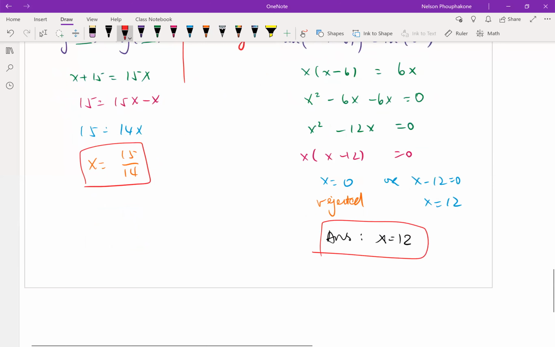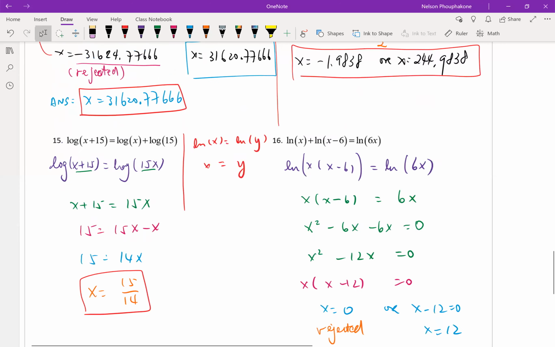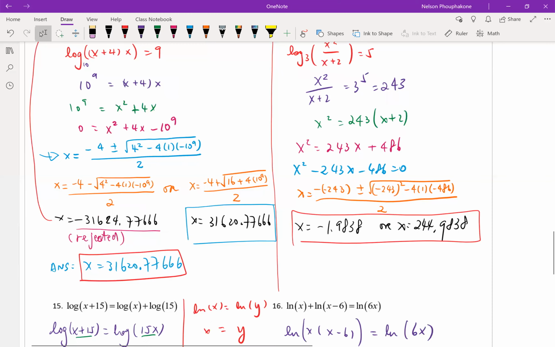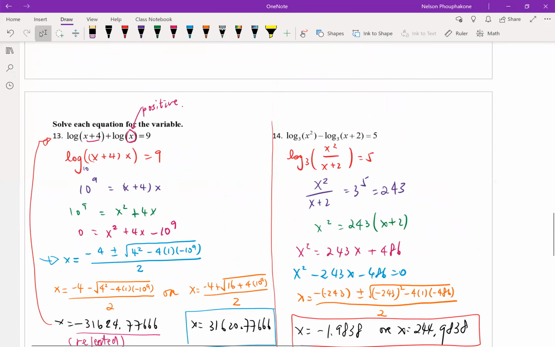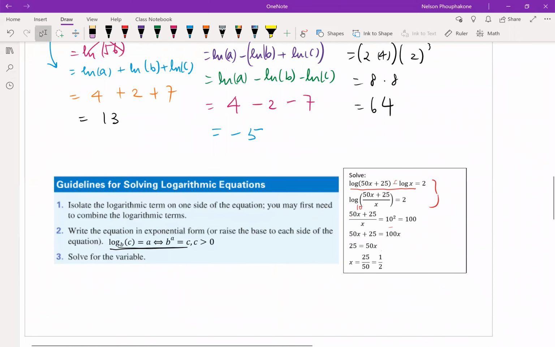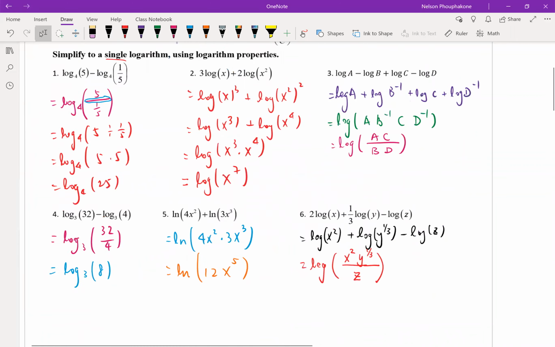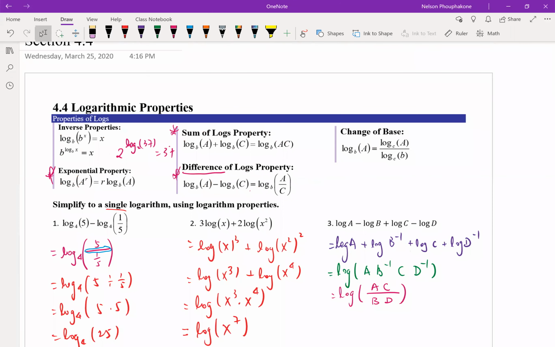Okay, so then now this is actually the technique that you need to learn, how do we actually solve an equation related to log, okay, or common log, right? Okay, so and also in this section right here, this is really important that you know how to work with the sum, the difference, and the exponential properties of log.